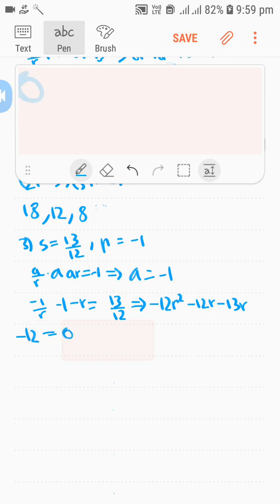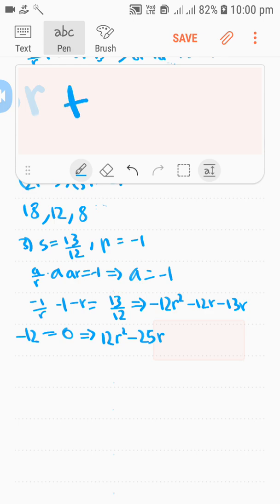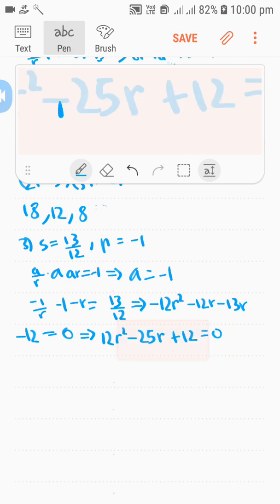which simplifies to -12r squared minus... okay, first of all, just multiply the whole equation by negative. So 12r squared minus 25r... actually, plus 12 equals 0. Wait, I messed it up. This is supposed to be positive 25 because multiplied by negative.